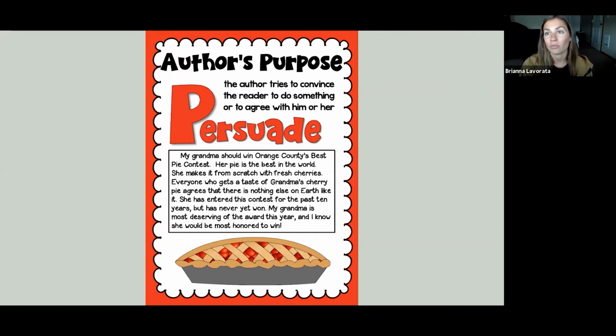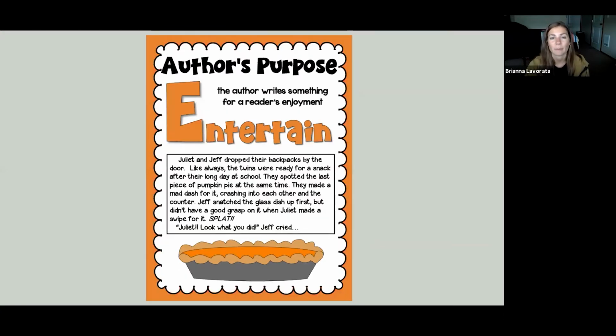We're going to go ahead and move on to the next type of author's purpose. The next type of author's purpose, in big orange letters, is going to be entertain, okay? This is when the author writes something for a reader's enjoyment, just for us to feel good, to have fun while reading. So I'm going to, again, model reading this example for you. Keep hanging in. We have one more to go, and then we're going to have a fun little activity that we're going to do together.